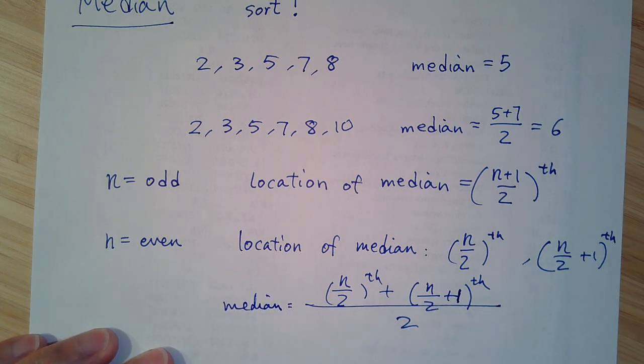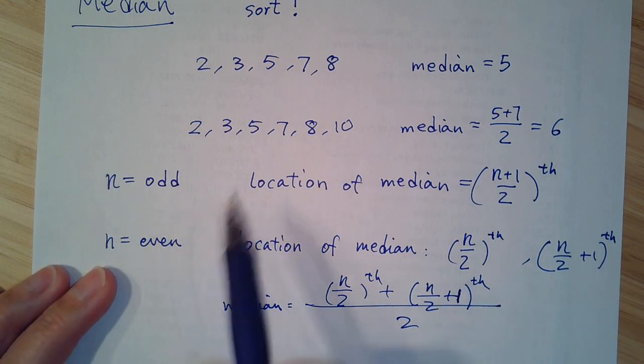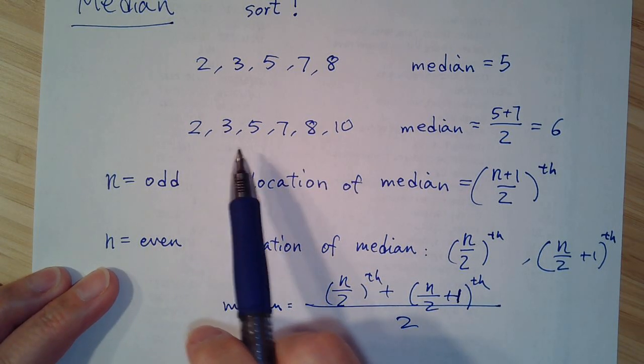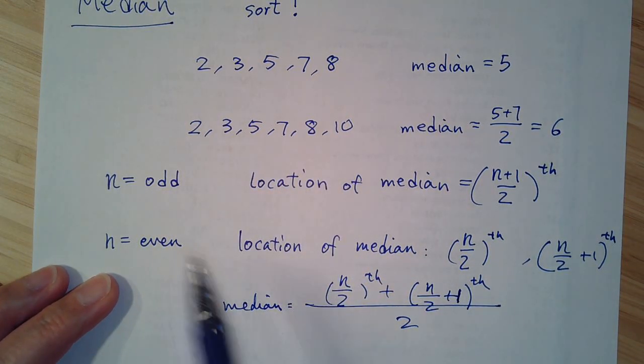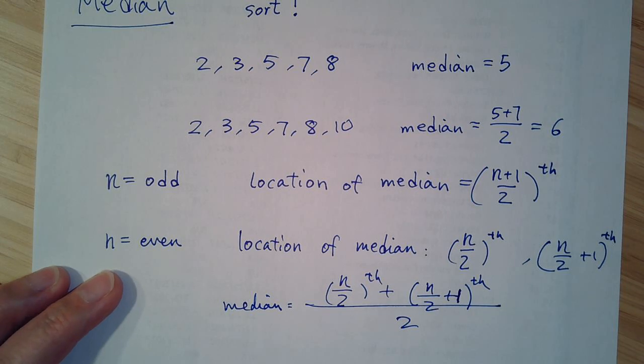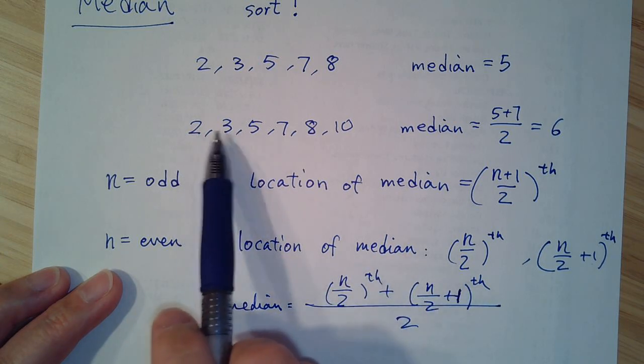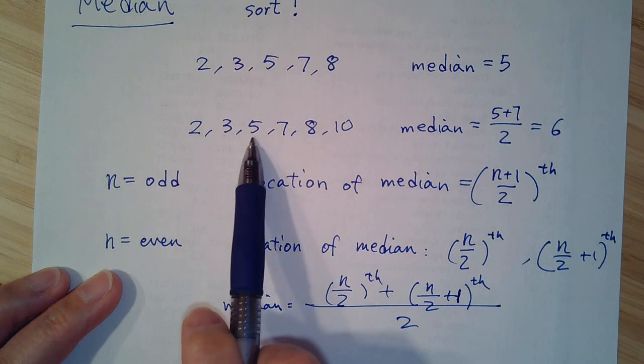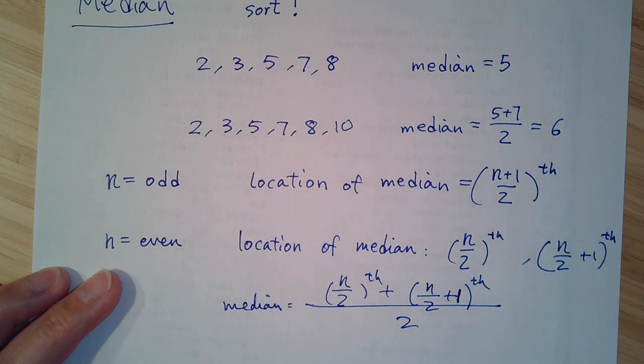Okay, now in this example, 2, 3, 5, 7, 8, 10, we have n is an even number, right? n is 6. So I do 6 over 2. 6 over 2 is 3. And 6 over 2 plus 1, which is 4. So the third plus the fourth. So here's the third plus the fourth. 1, 2, first, second, third, and the fourth. So take the average of these two.